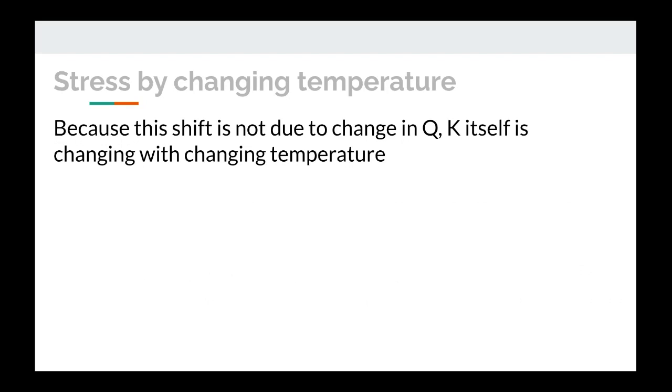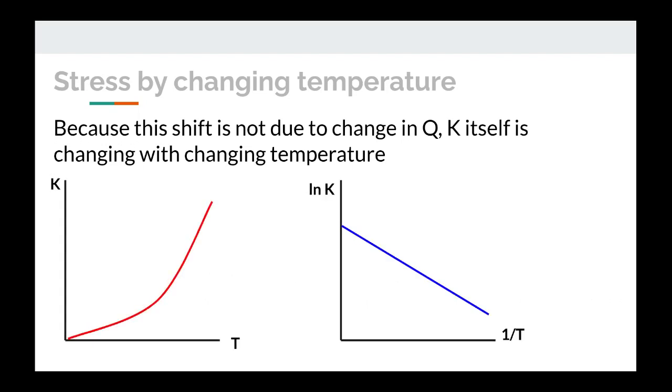Because this shift is not due to a change in Q, as we've discussed, what's happening is Q isn't K anymore because K is the thing that changed. K changes with changing temperature. This is what the graph looks like. It's not linear. And when you finally linearize it, you find out that the natural log of K is proportional to 1 over the absolute temperature.